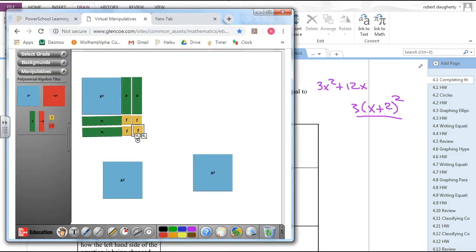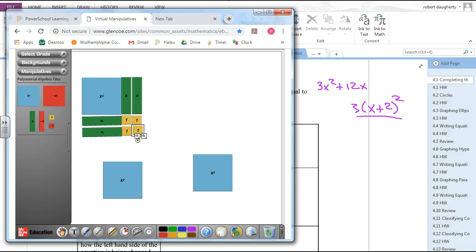It's going to look like that, 3 times x plus 2 squared, because if you look at this, I had 3x squared. I had 12x's. Put 4 of them here, I'm going to put 4 of them here and 4 of them here, okay? And then I'm going to have 4 ones to complete this. So this is going to be x plus 2 times x plus 2. So I'm going to have 3 times x plus 2 squared.